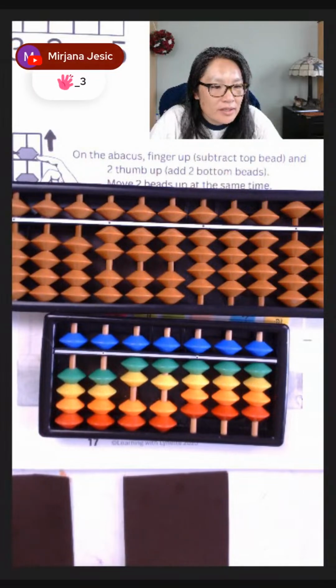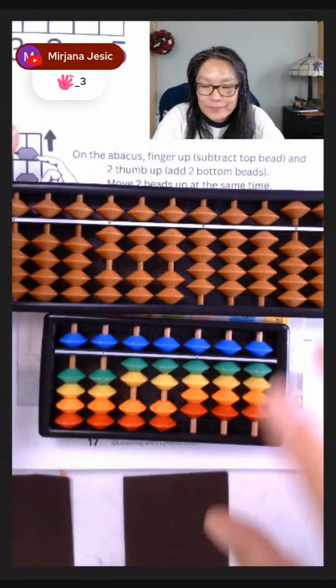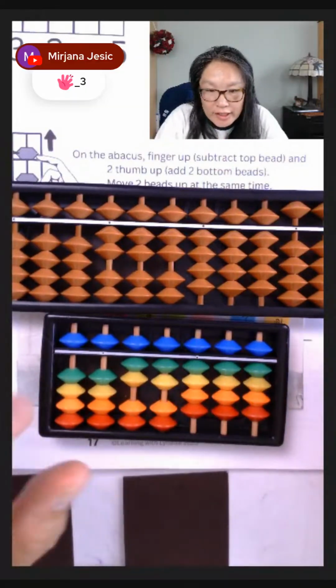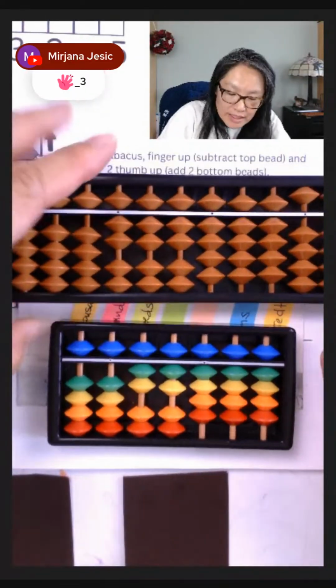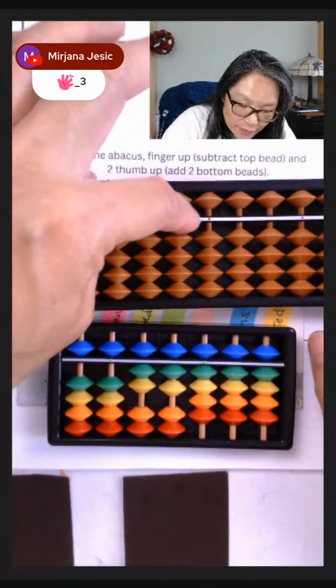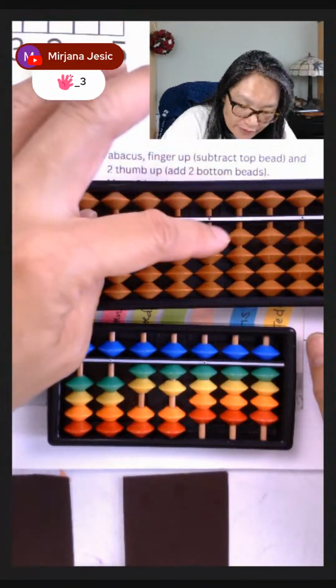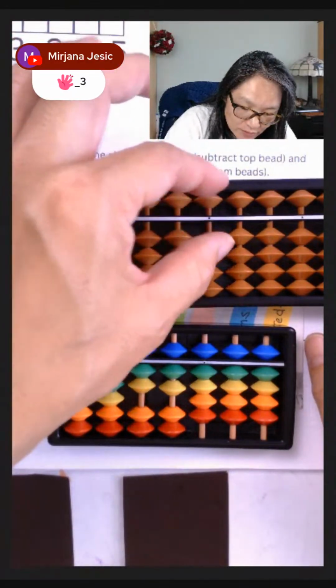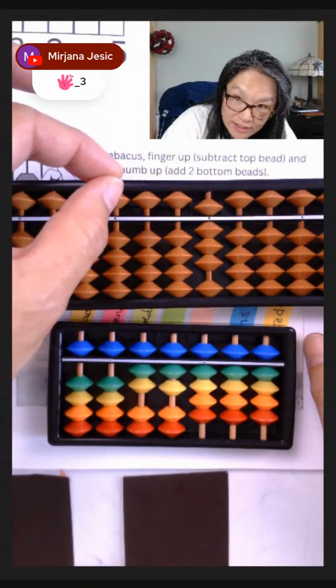Hello, Mary Jana. So these work exactly the same. Just one's more colorful and pretty to look at. That's all. But it's all about the placement of the beads. So you add the 5, you take away the 5. You add the 1, take away the 1. You add 7, you take away 7. You add 8. It's exactly the same.